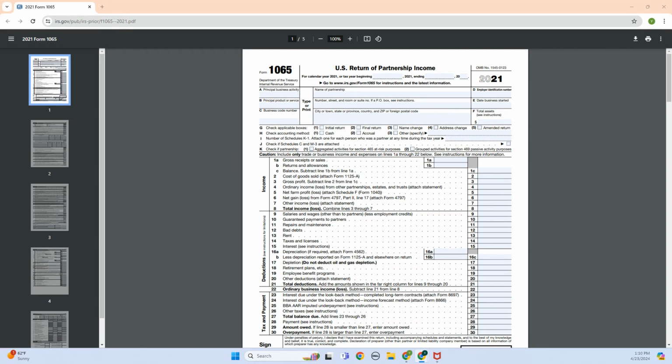So, what is a K1? What is a partnership tax return? What are separately stated items that my managers keep talking about? So let's go over it.